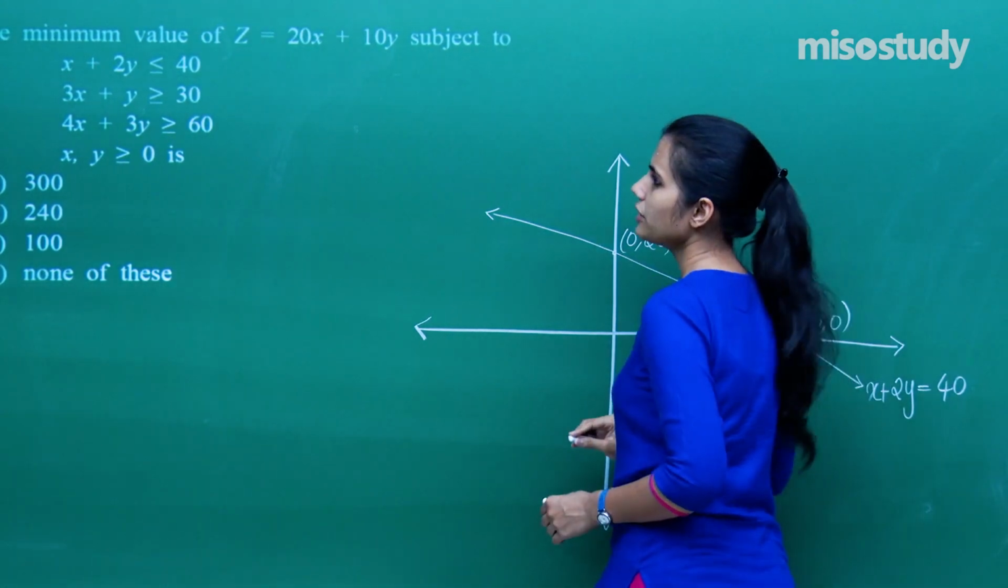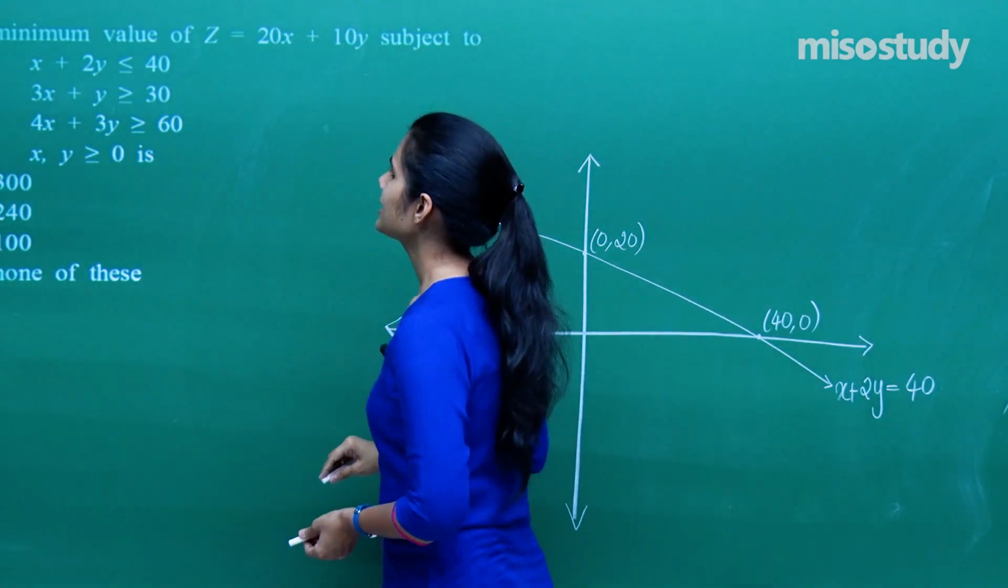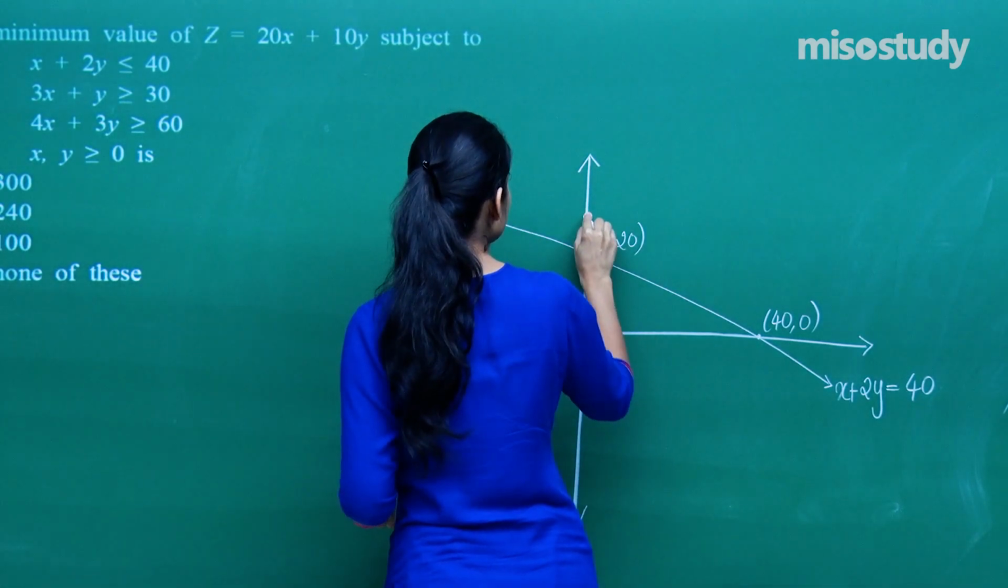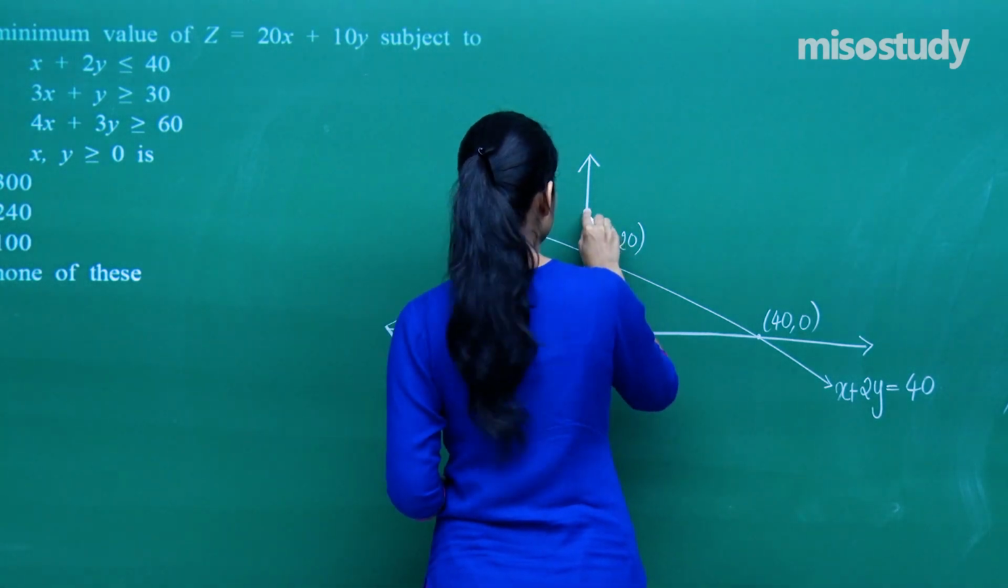Let's talk about the next one. We have 3x plus y is greater than or equal to 30. When x is 0, y is 30. And when y is 0, x is 10.